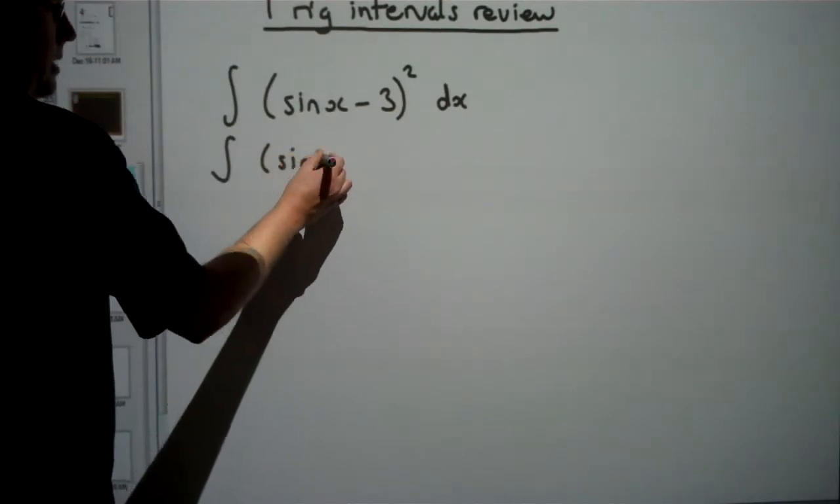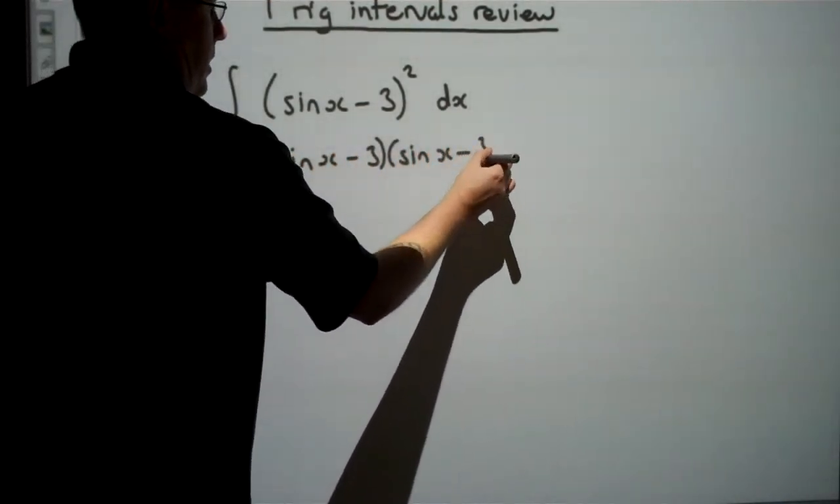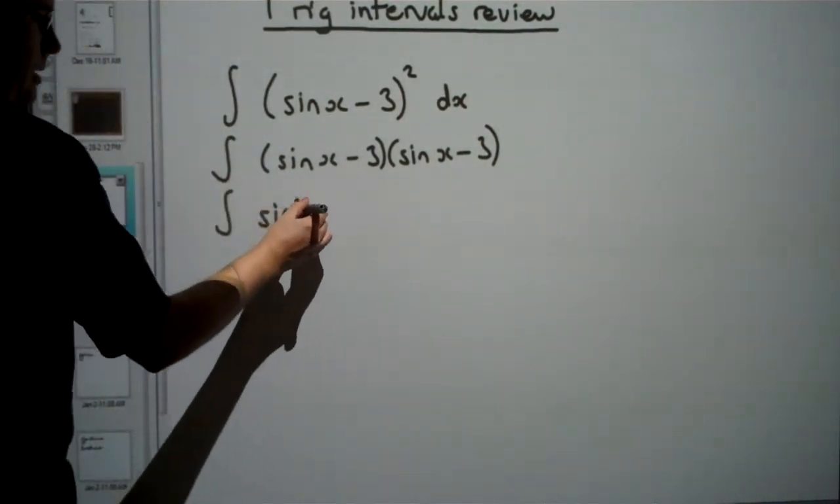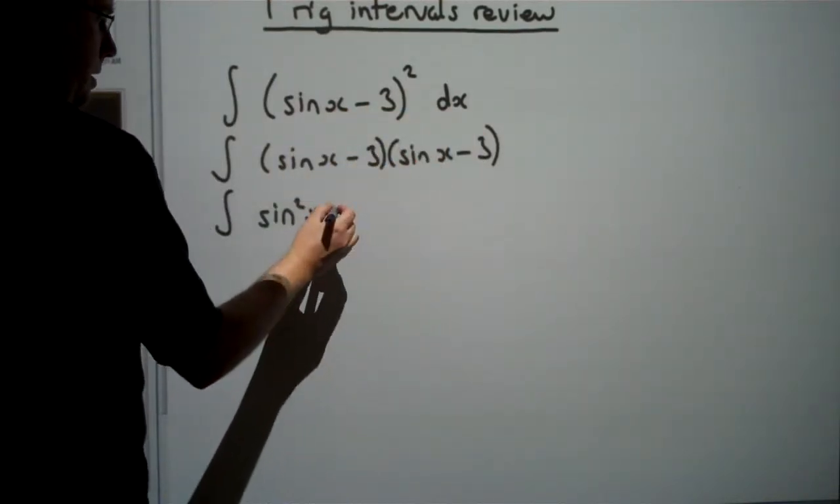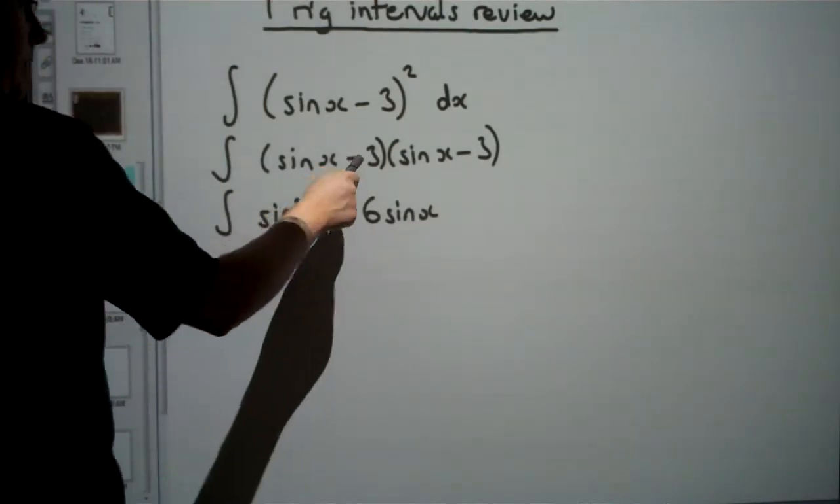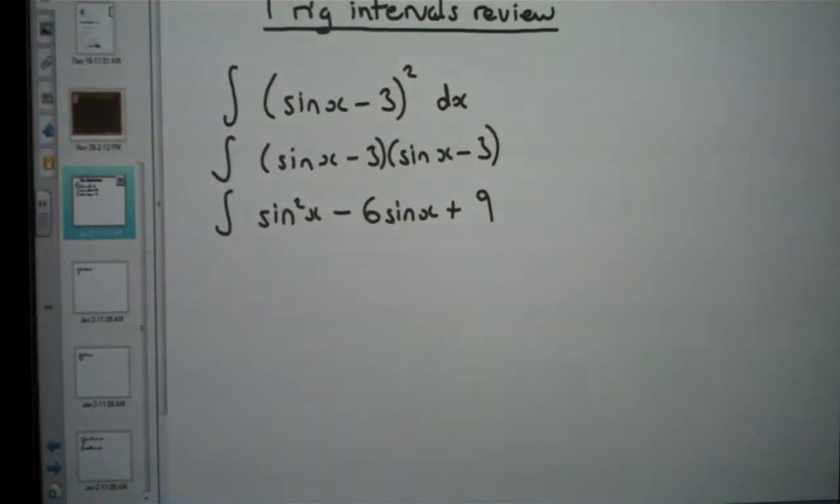So actually what we need to do is we need to multiply this out. So we're actually going to write it as times by itself, because that's what squared means. Then we can start doing FOIL on this. Minus 3 sine x, minus 3 sine x, minus 6 sine x, and negative 3 times negative 3 is 9. And then we can split this question up.